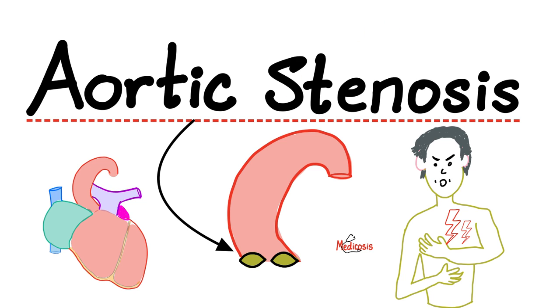Stenosis means narrowing of which valve? The aortic valve. It's not that the aorta as a vessel is narrow. Instead, it's the fact that the aortic valve is narrow. So a more accurate description is aortic valve stenosis.